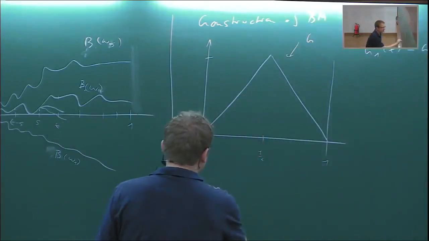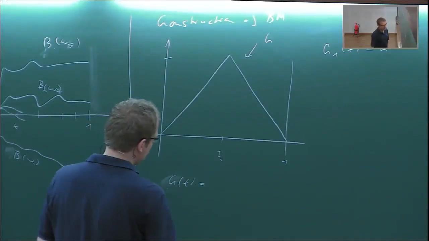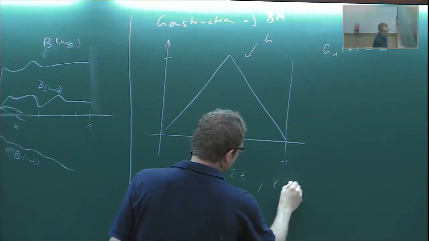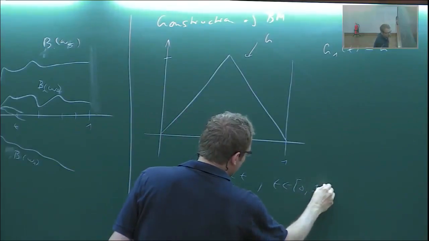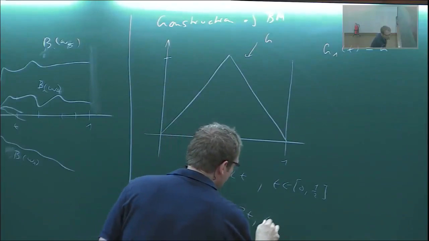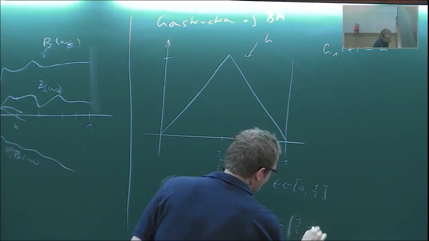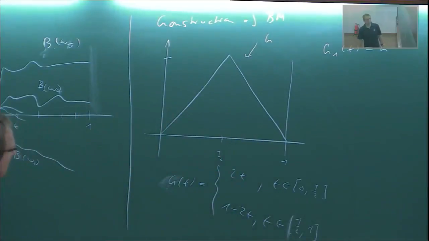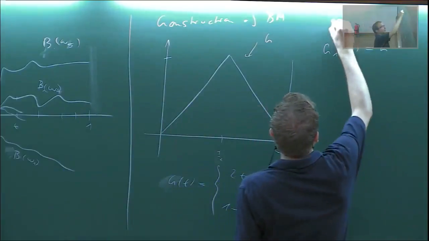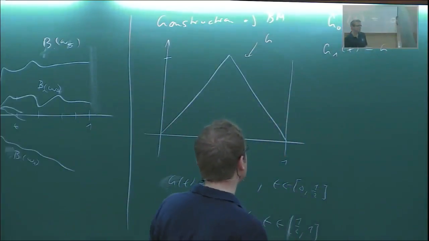Okay, so g of t is nothing but 2t for t in [0, 1/2], and it's 1 minus 2t for t in [1/2, 1), excluding 1. Okay, so just as it is here. So the function g0 of t will be just 0.